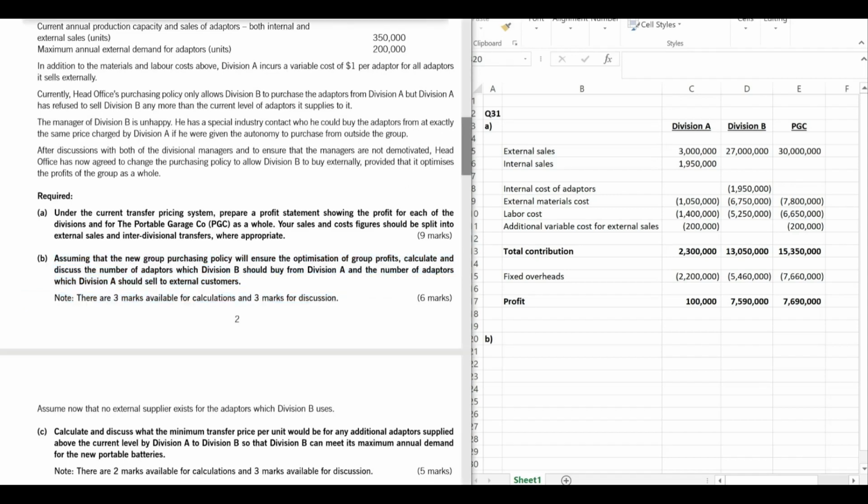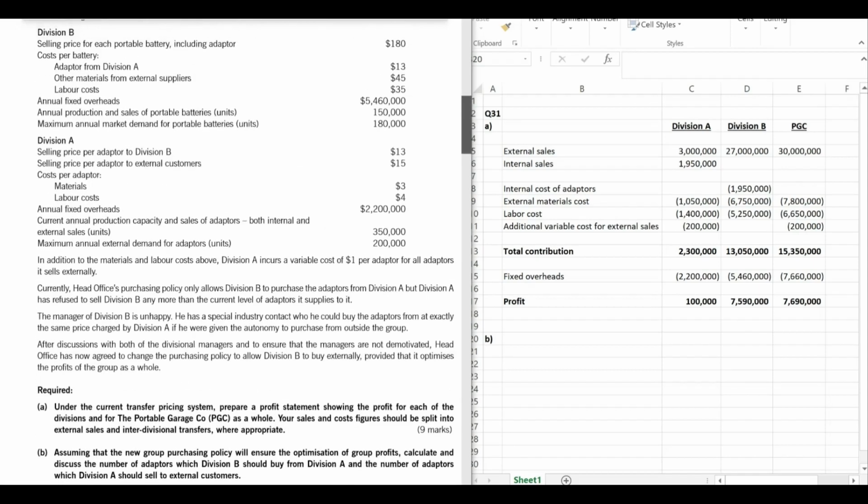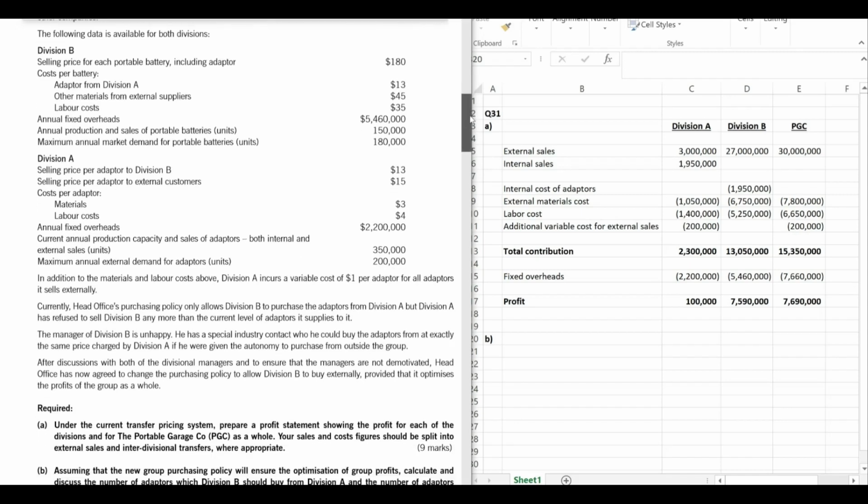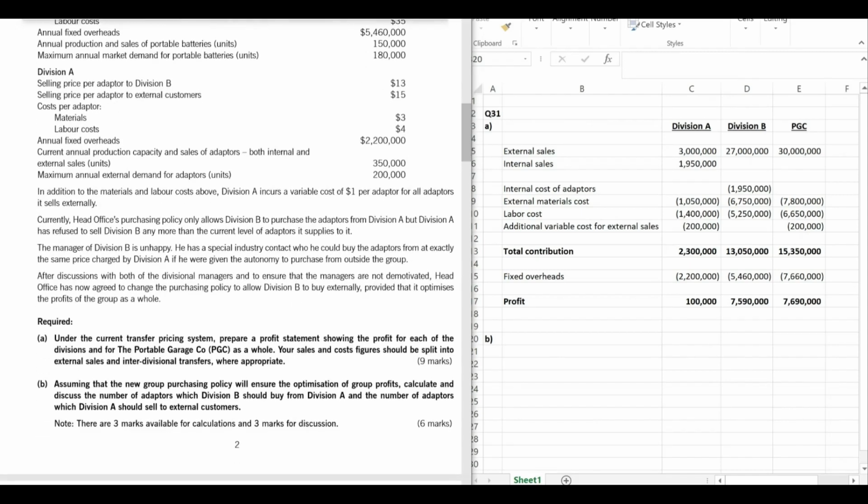Okay, so as always, we start with our capacity. We've already analyzed the capacity for our calculation. Right now, the situation is that A is supplying 200,000 units externally and 150,000 units to B and remaining within the capacity. But what has happened? They're saying assuming the new group purchasing policy. And what's the new group purchasing policy? Like we saw in the last paragraph, it says after discussions, the head office has now agreed to change the purchasing policy to allow Division B to buy externally.